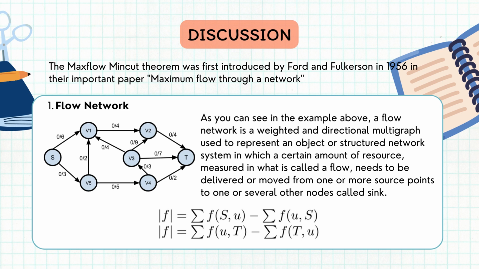First, the flow network, as you can see in the example above. A flow network is a weighted and directed multigraph used to represent an object or structured network system in which a certain amount of resource, measured in what is called a flow, needs to be delivered or moved from one or more sources to one of several other nodes called sinks.